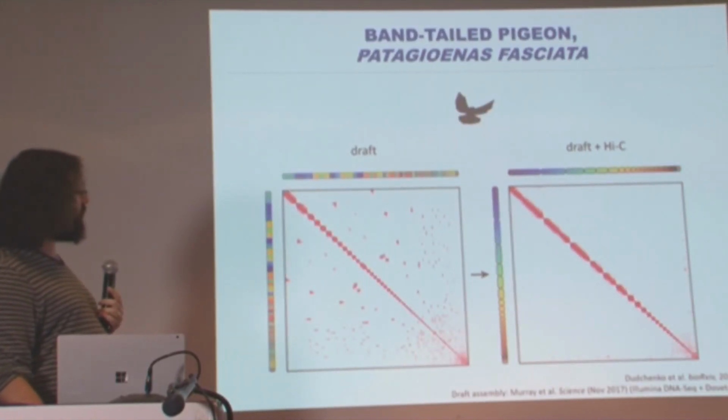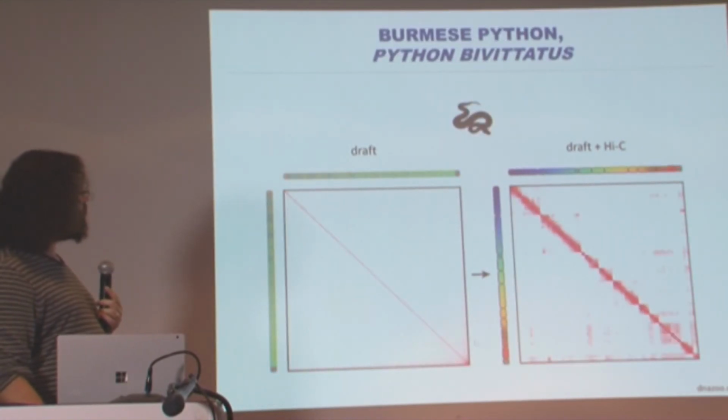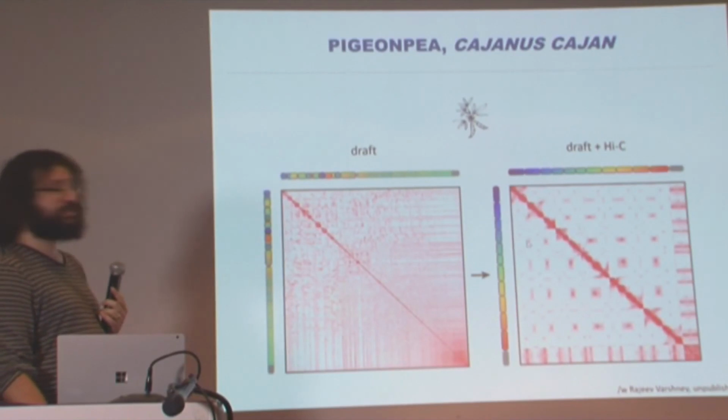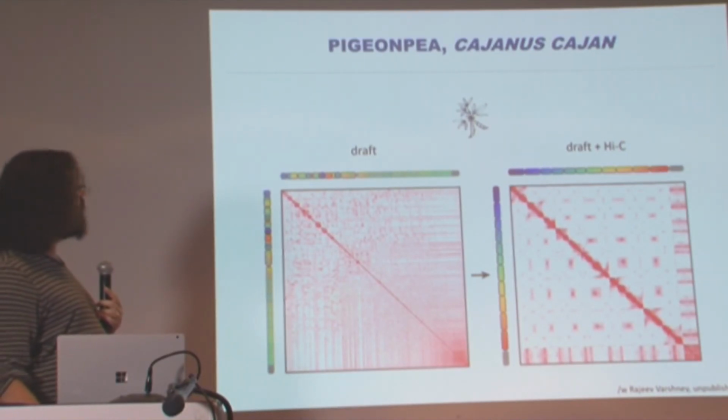Here's the band-tailed pigeon. This is a genome that appeared in fragmentary form in Science in November 2017, and we were within a couple of months able to upgrade it to chromosome length. Here's another bird. This is the greater rhea. This is the first chromosome length snake assembly, the Burmese python. We took this highly fragmentary genome and put that together. You could use this for plants, so if people are concerned about ploidy and stuff, this works well for plants. This is the pigeon pea.